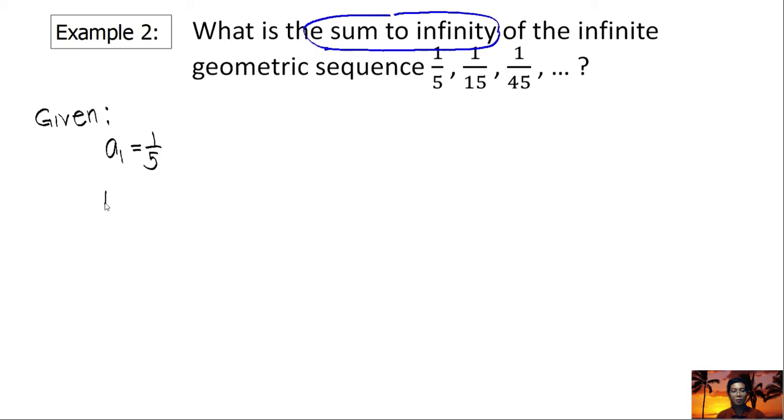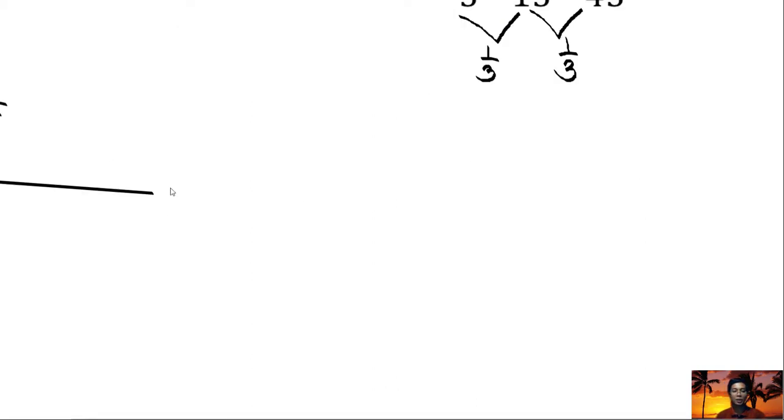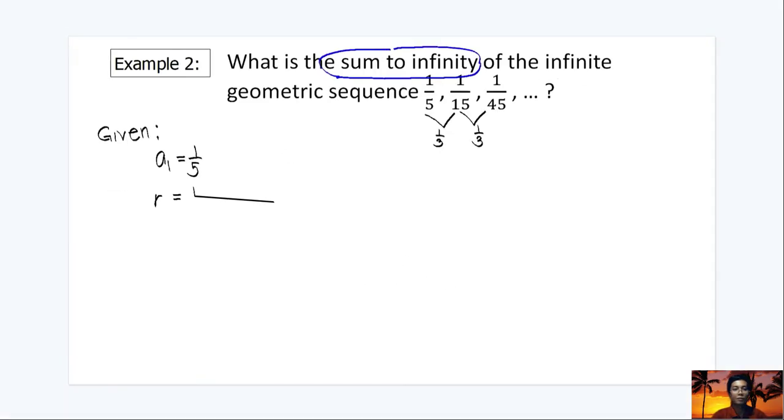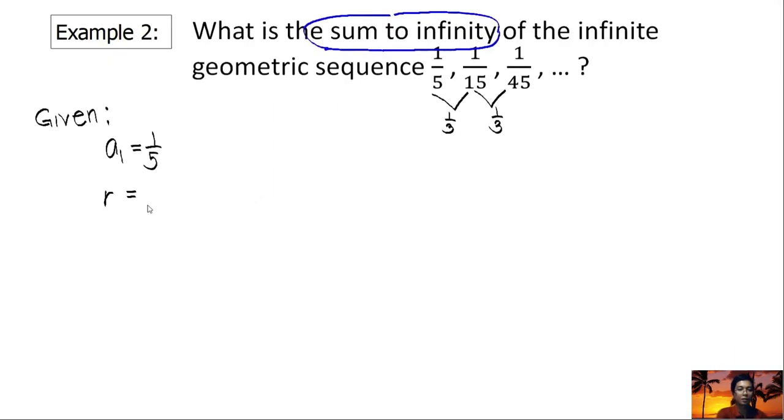What about our common ratio this time? By observation po, hanapin natin common ratio. So, 1/5 naging 1 over 15, 1 over 15 naging 1 over 45. So, by observation, kita po kagad na ang common ratio po natin ay 1/3. So, R is equal to 1/3. Okay. Ang nawawala po natin is the sum to infinity. So, solve po natin. Para po mahanap po si sum to infinity, we need to use the formula.